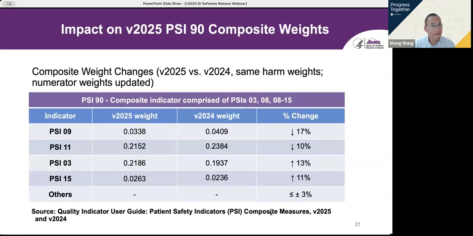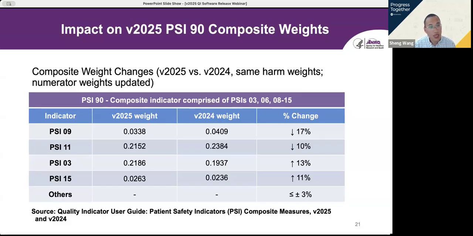Next slide, please. This slide highlights the impact of the v2025 updates on PSI 90 composite weights. For this release, the denominator weights remain unchanged, and the numerator weights were updated. We've listed PSIs with changes greater than 3%.